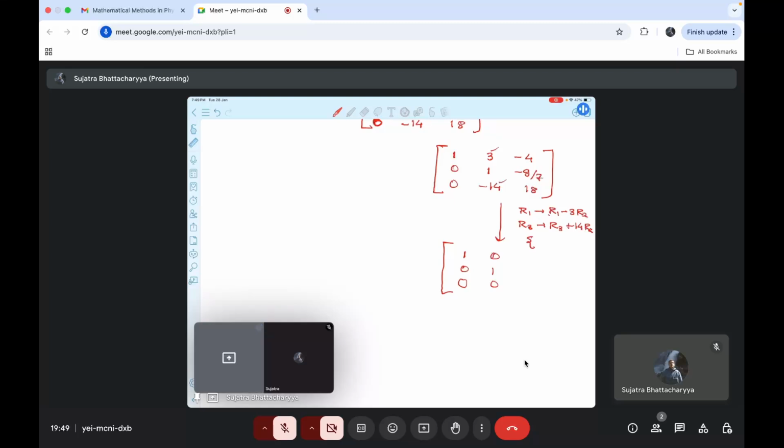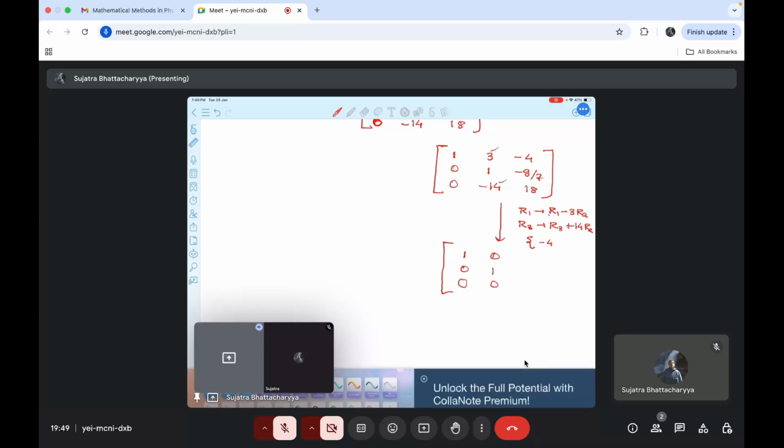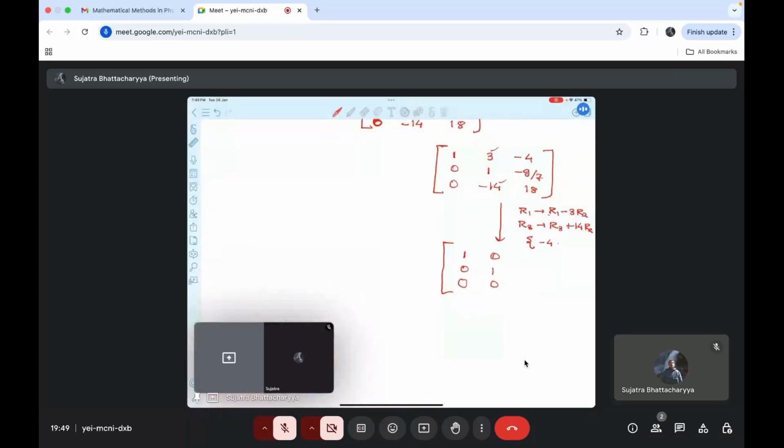Okay. Let's do the third column. Okay. R1 minus 4 minus 3 times minus 9 by 7. Alright. So it will be then what? Minus 1 by 7. Minus 9 by 7 will be as it is. What about R3? 18 minus or plus 14 into minus 9 by 7. So 7 twos are 14, 9 twos are 18. So it will be 0.